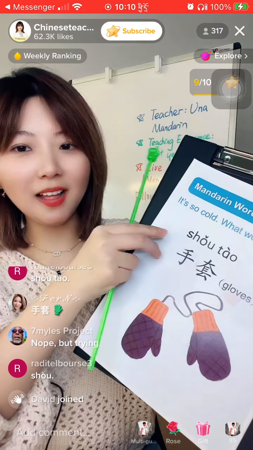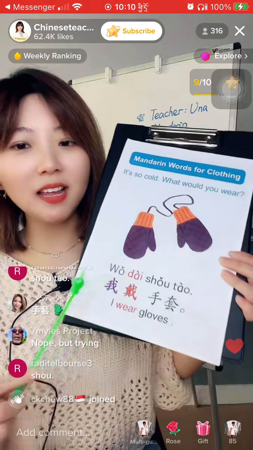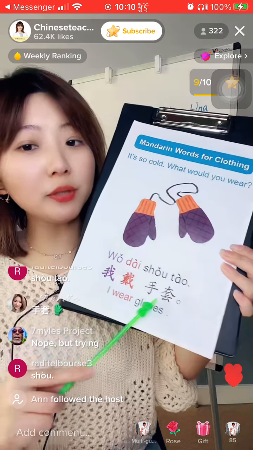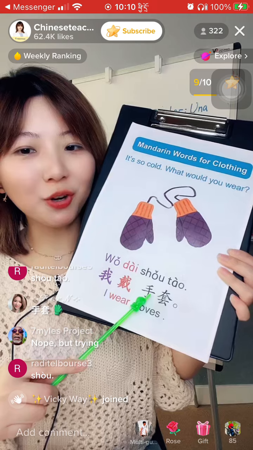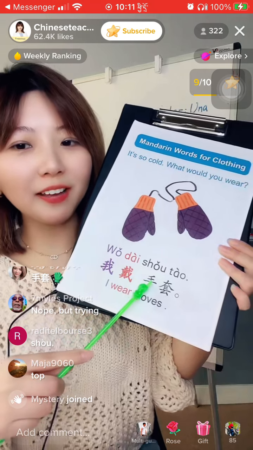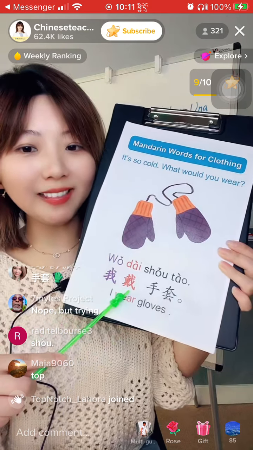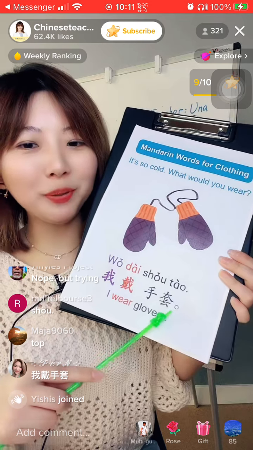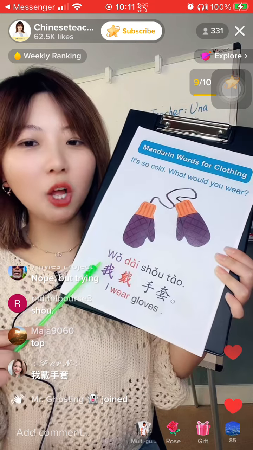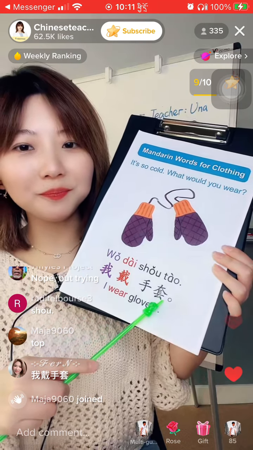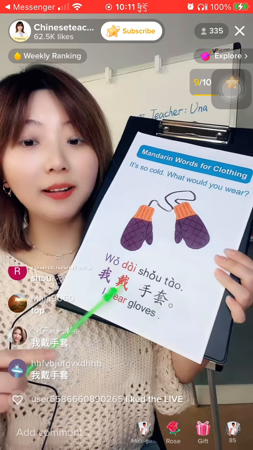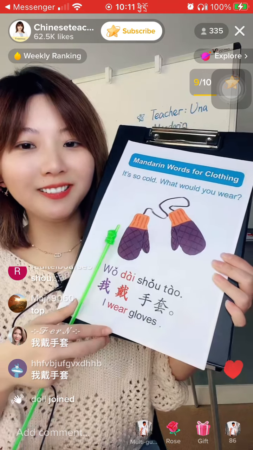So, here is the sentence. Again, 手套, accessories. So we don't say 穿, we say 戴. In the full sentence, 我戴手套. But trying, really, really good. 我戴手套, 我戴手套. Very good.